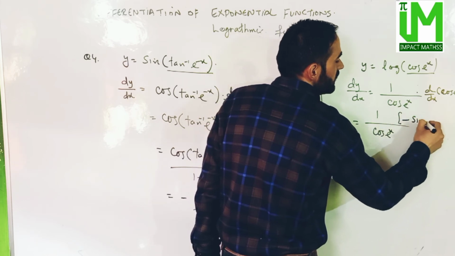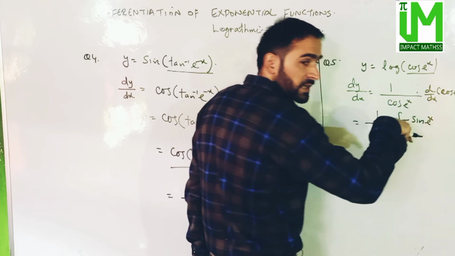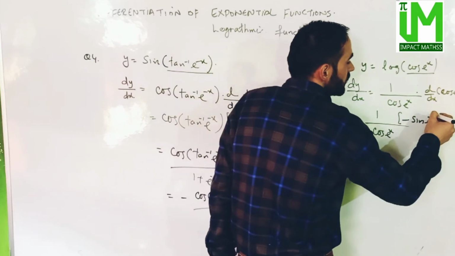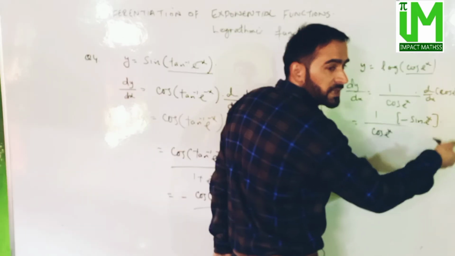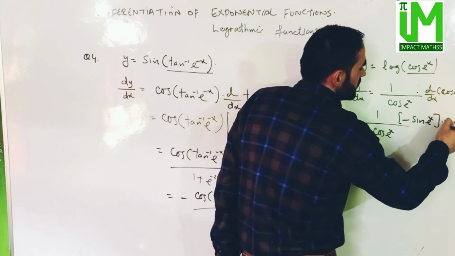minus sin of e raised to power x. फिर से e raised to power x की internal differentiation. So e raised to power x into d by dx of e raised to power x. But what will be that? E raised to power x.